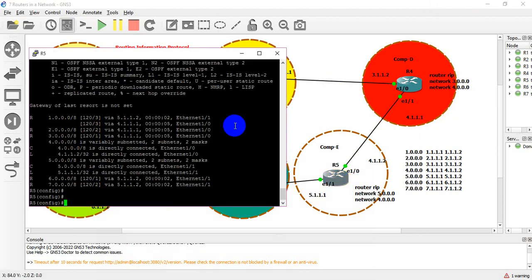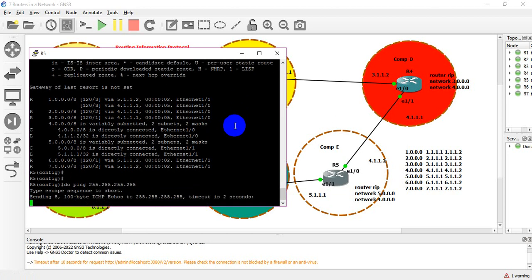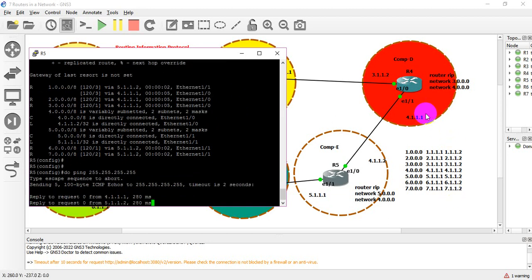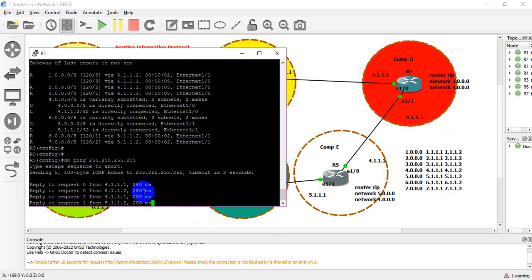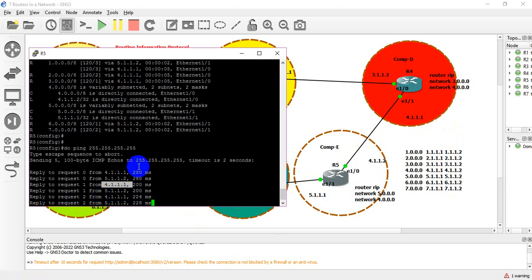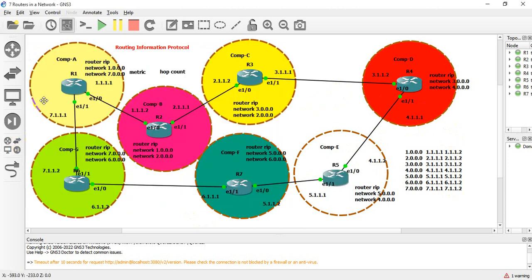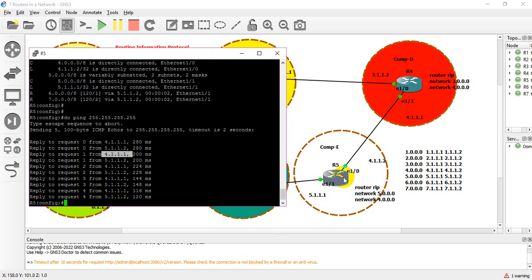And if we check here the broadcast, where is it here? So how will it be? Now as you can see, it should come from 4.1.1.1 and 5.1.1.2. Look at this, 5.1.1.2 and 4.1.1.1. Why? Because some will come this way, some will come this way. Look at this, 5.1.1.2 and 4.1.1.1. The reply is coming.